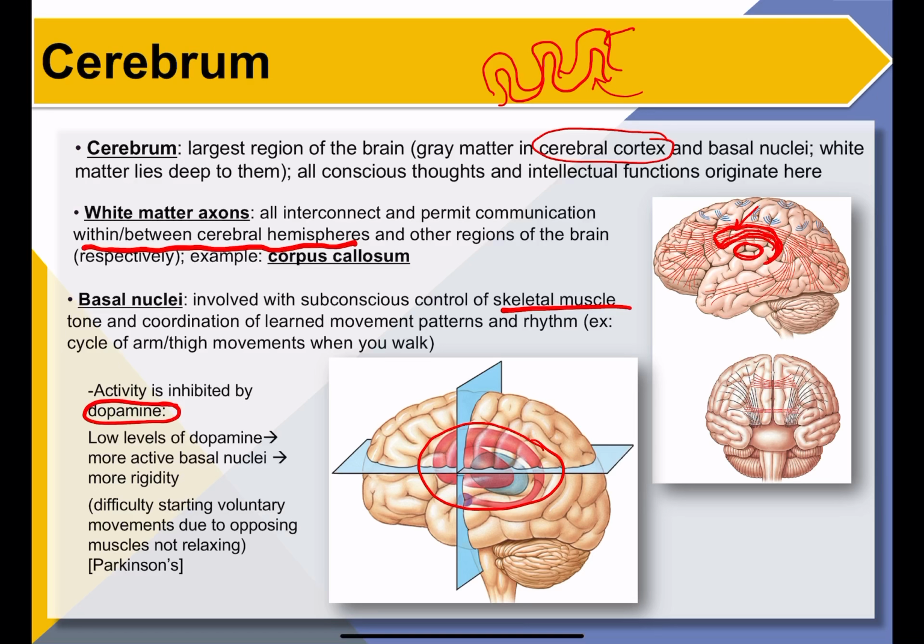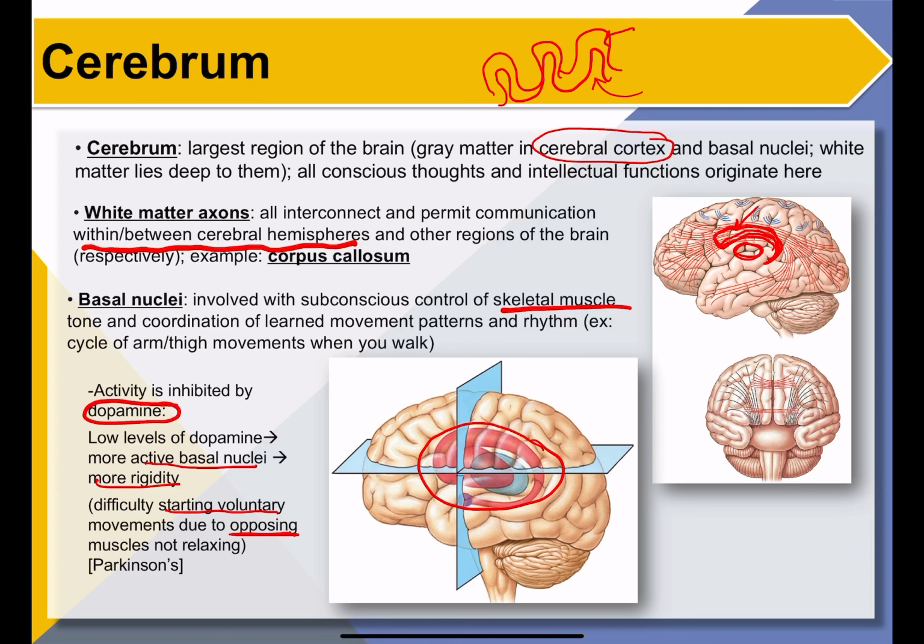You can't just have excitation, but there needs to be signals that inhibit some things from moving so you can produce a controlled movement. So if one has low levels of dopamine, that will result in a more active basal nuclei, and that can result in more rigidity. And hence this can lead to difficulty to even start any voluntary movement due to the opposing muscles not being able to relax.